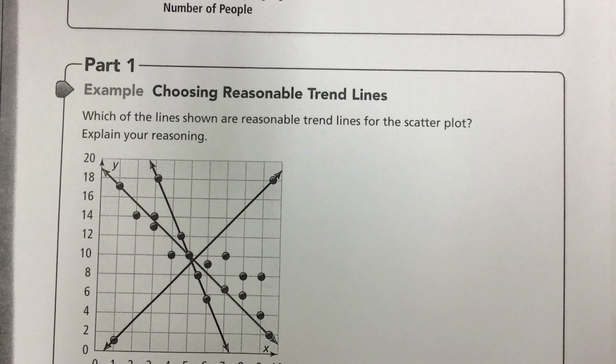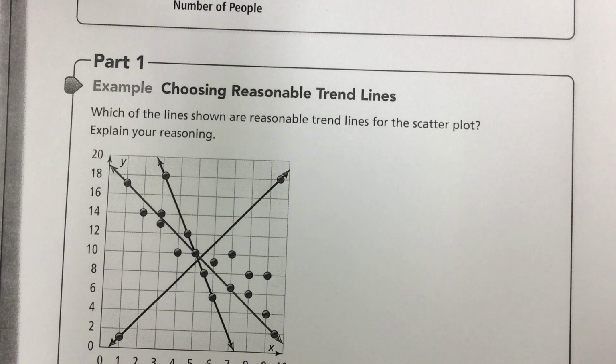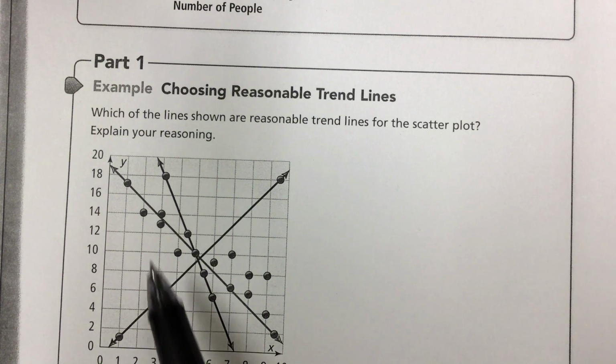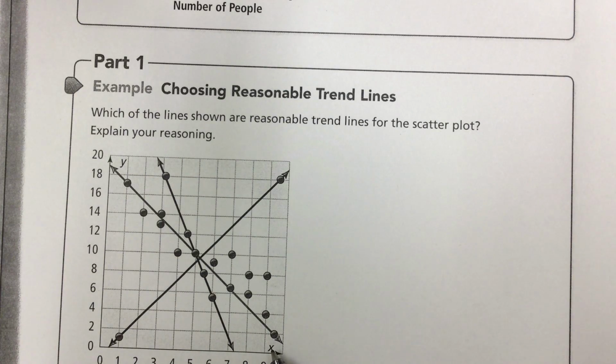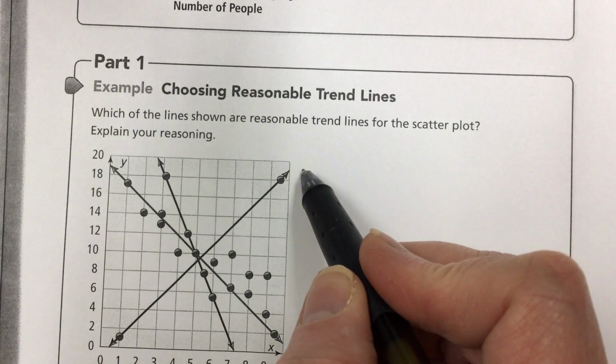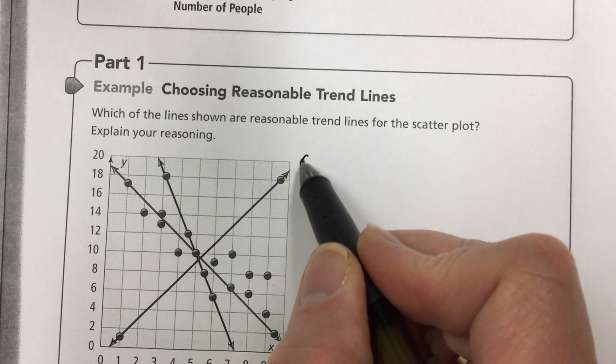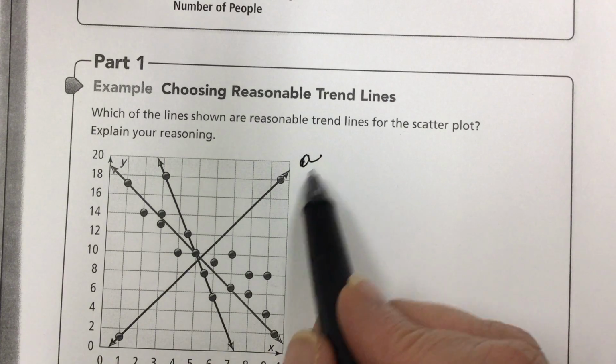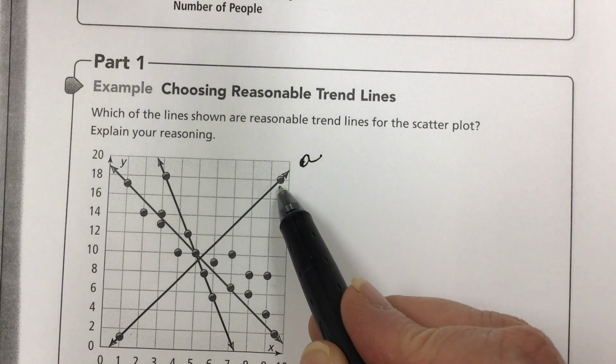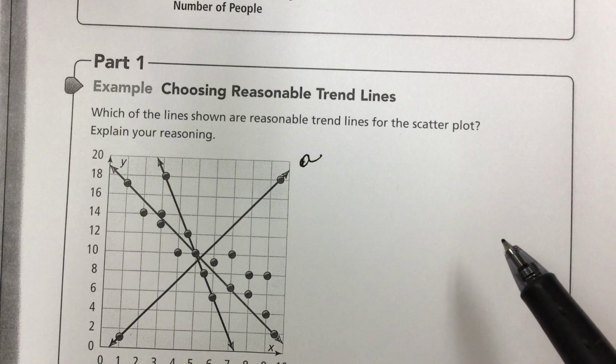Example, choosing reasonable trend lines. Which of the lines shown are reasonable trend lines for the scatter plot? Explain your reasoning. So you see the scatter plot here. Well, I'm going to label this line A, because I don't think it's been labeled. This is line A. We definitely know that line A does not approximate the trend of the data well.